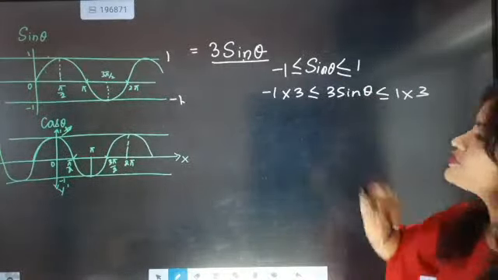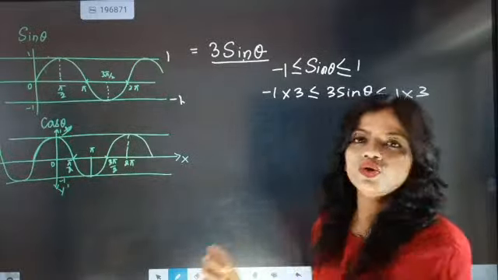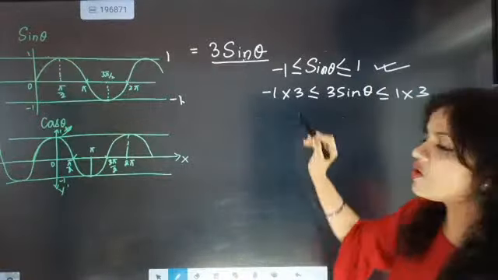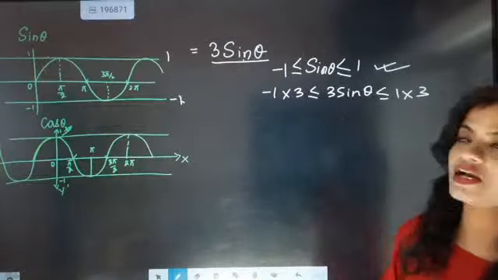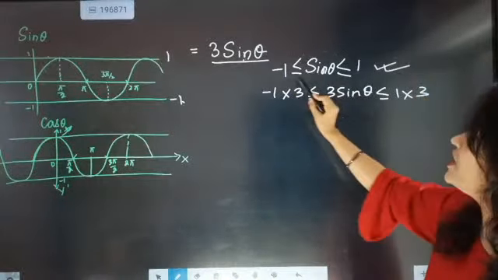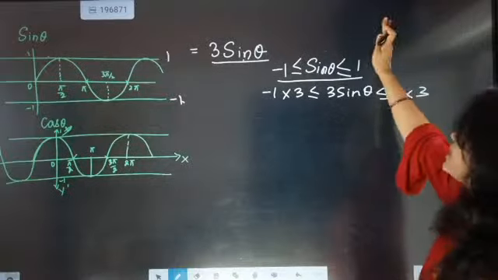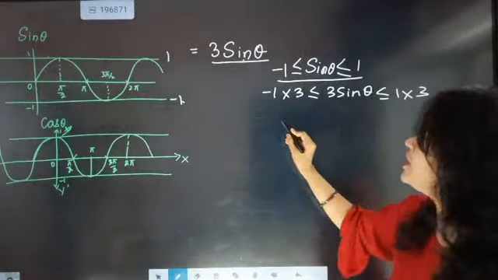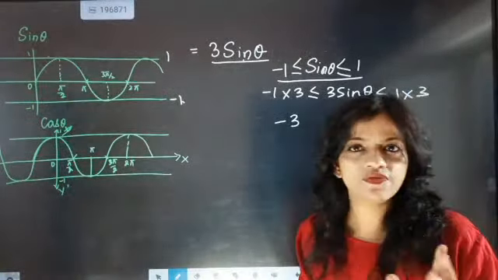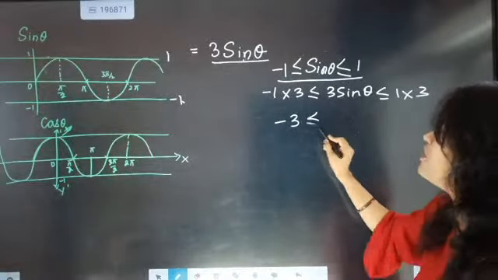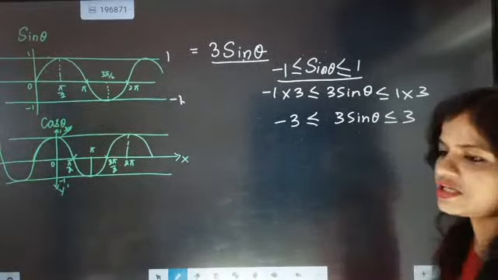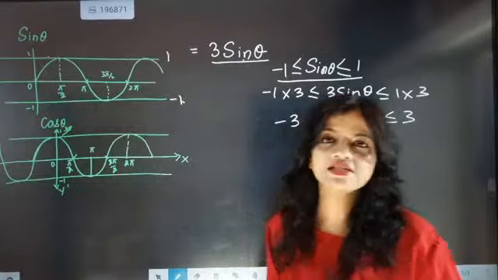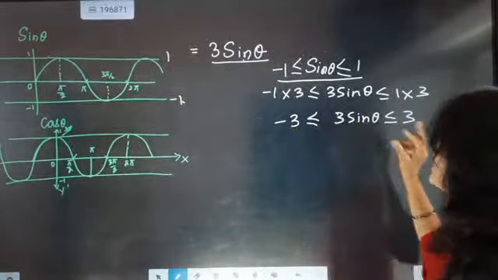Now look here, sine theta value lies between -1 to 1. So if it is 3 sine theta, 3 times sine theta, then multiply 3 in the entire inequality. Now the new function will be exactly starting from -3, so it is going to come from -3 to 3. Check this one very nicely. Now the new function is going from -3 to 3.